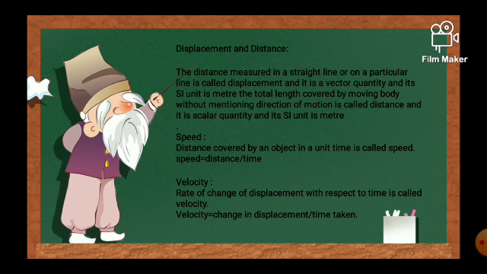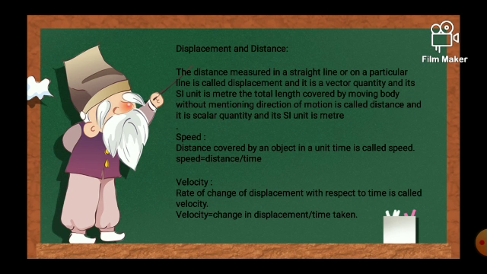A person is driving his car and moving straight, on a road, as a straight line or a particular line, and this is known as displacement. Well, displacement is a vector quantity, and its SI unit is meter. Whenever we do its numericals and conversions, we use meter for displacement.